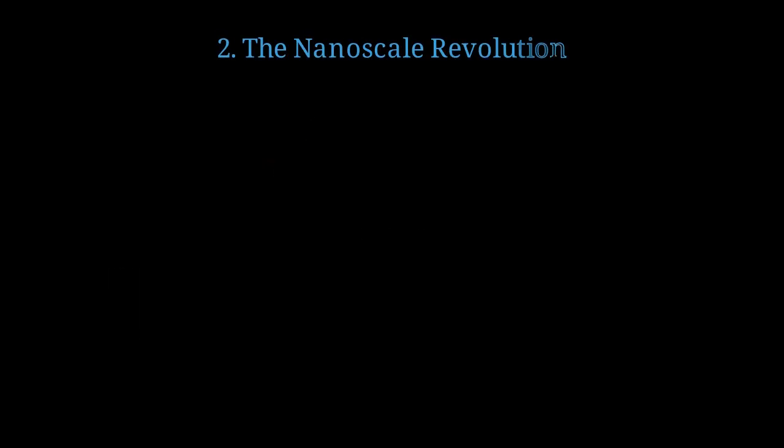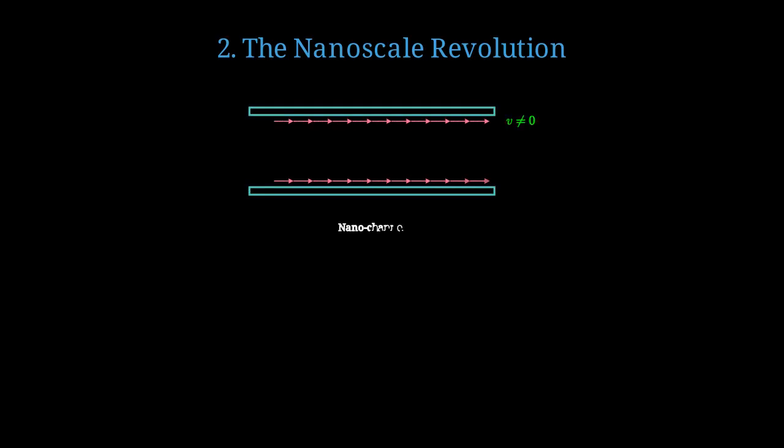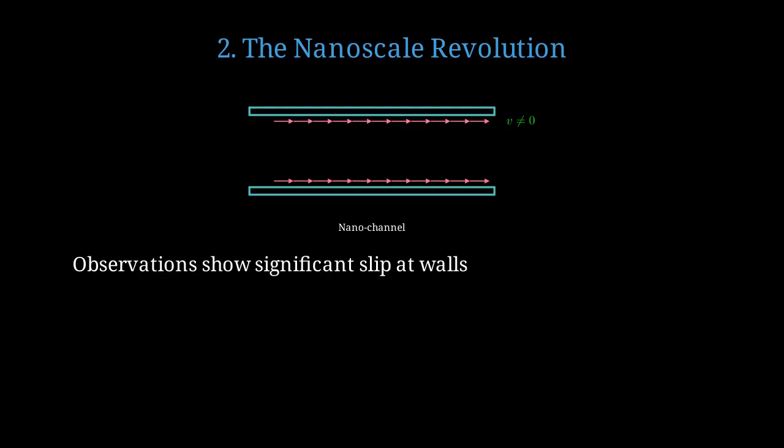At the nanoscale, something remarkable happens that defies our classical understanding. In nanochannels, experiments reveal that the fluid doesn't stop at the wall. Instead, there's a non-zero velocity right at the boundary. The fluid actually slips along the surface. Careful experiments in channels just tens of nanometers wide consistently show that fluids slide at the walls rather than sticking to them. So how do we measure and quantify this slip?